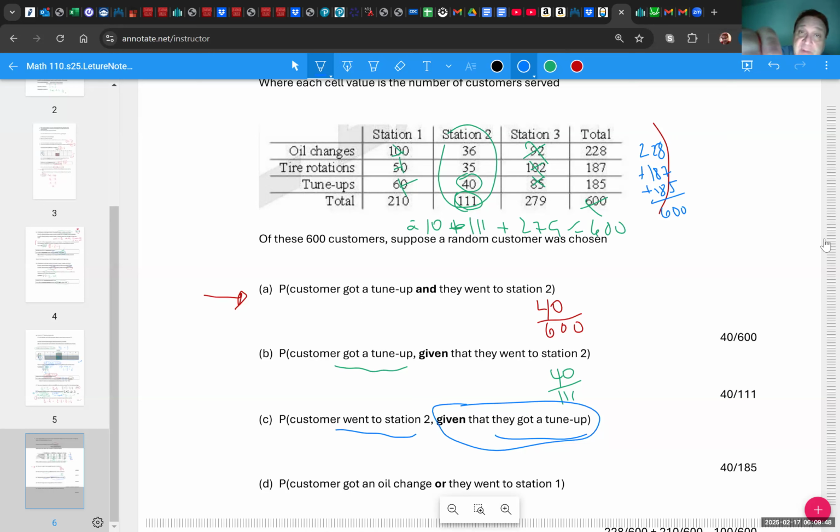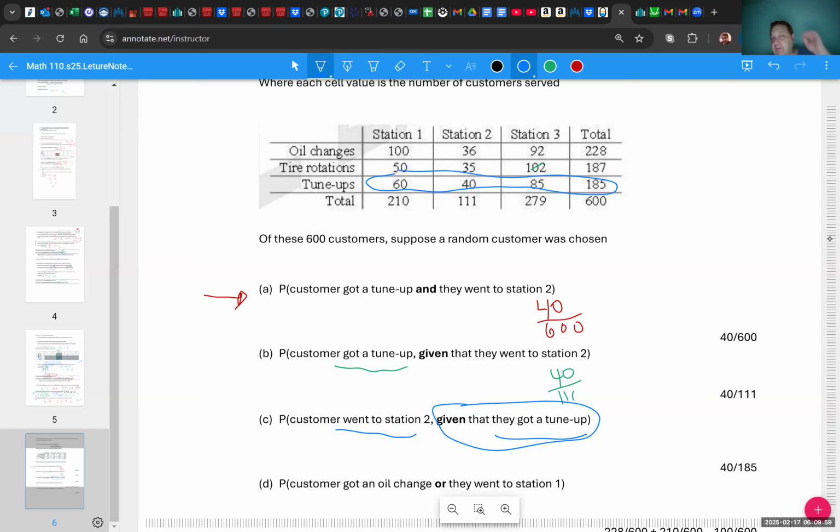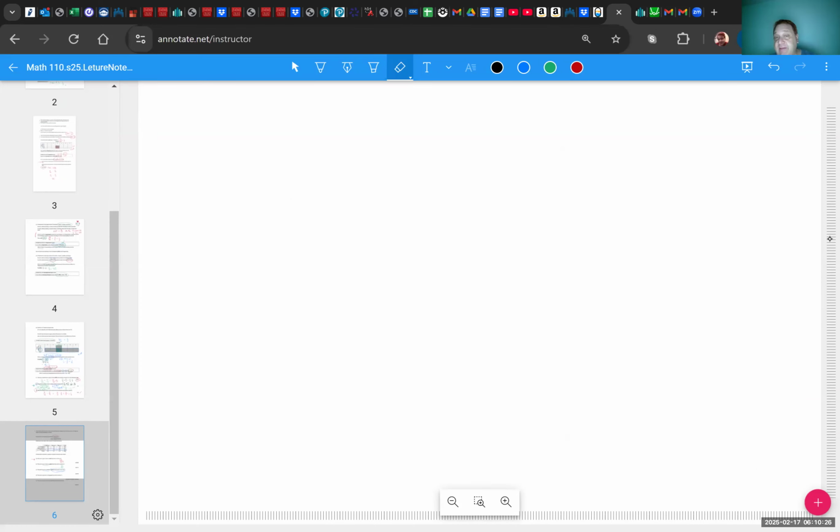They got a tune-up. So where are all the tune-ups? Tune-ups are here. These are all the tune-ups: 60 at station 1, 40 at station 2, 85 at station 3, and 185 total tune-ups that were done. Given they got a tune-up, we know it's got to be the 185. It can't be any of these other guys. So we're not doing 600 because we're already told it's a tune-up. It's got to be one of those 60, 40, or 85. In other words, it's got to be something out of 185.